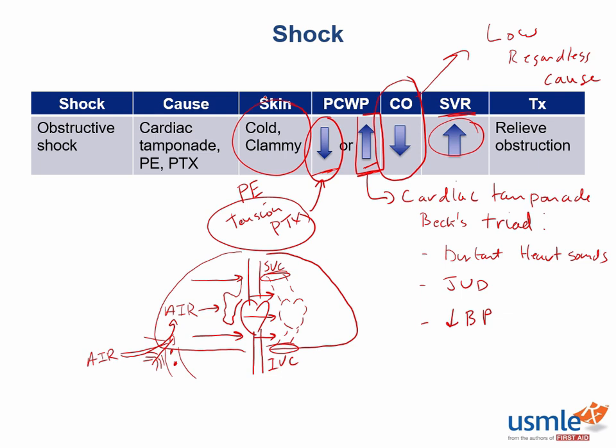Now for treatment here, the primary goal is to relieve the obstruction. If the cause is a tension pneumothorax, you're going to do needle decompression followed by a chest tube. And if it's a large PE, you may give TPA or place them on anticoagulation. And if it's cardiac tamponade, you're going to give IV fluids, and they may need a pericardiocentesis.